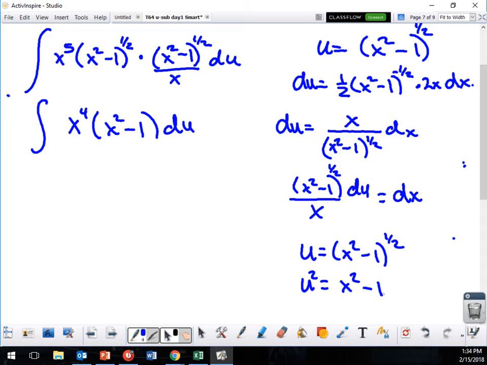Okay, so right here, I squared both sides. So that's going to undo my 1/2, right?